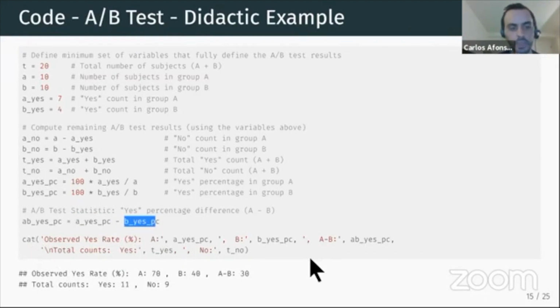And at the end, I'm printing this here so we can confirm that it's correct, as we saw in the example before. So the yes percent rate for A is 70%. The yes percent rate for B is 40%. The difference, 70 minus 40, is 30%. Okay. And additionally, I'm also showing here the total counts: the total number of yeses is 11, because it's 7 plus 4. And the total number of no's is the remainder, 9. We're going to use these numbers to do the permutation test next.